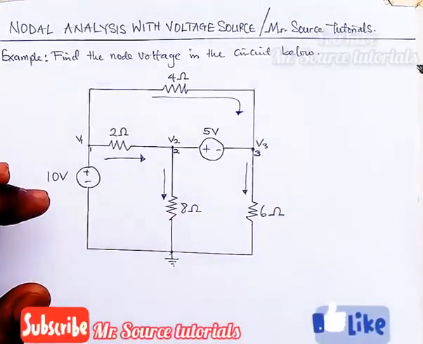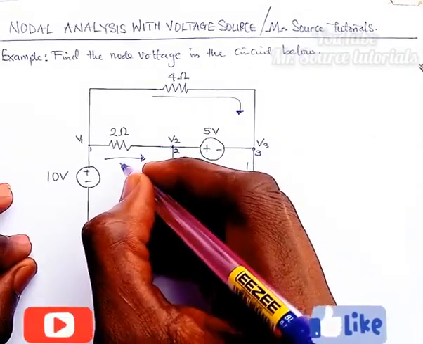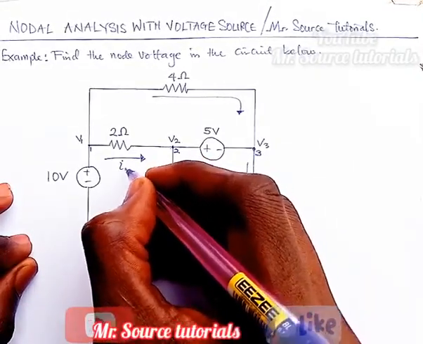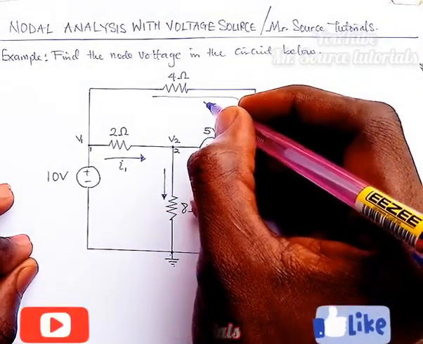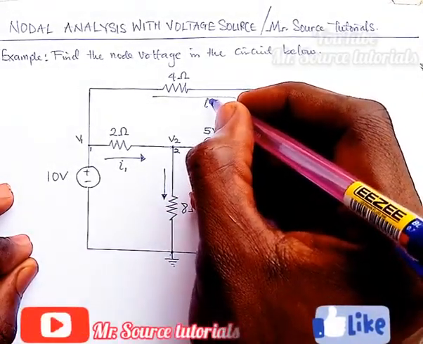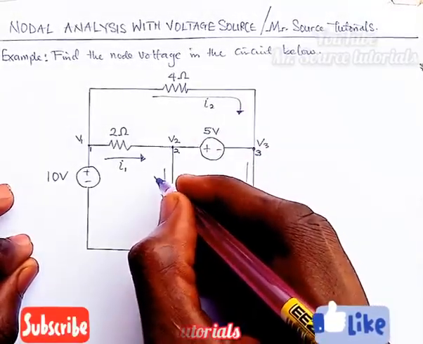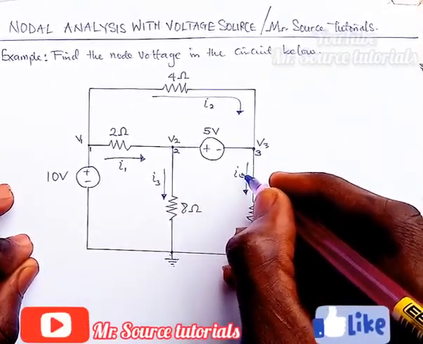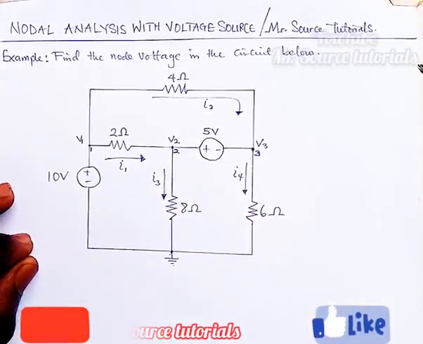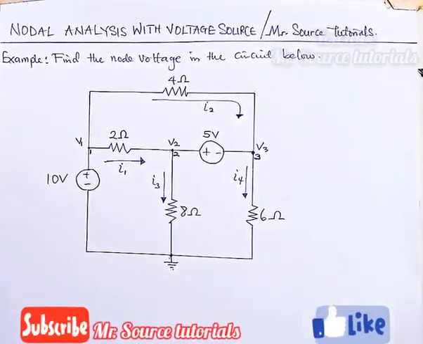Now we are going to label the currents. You can label the currents however you like. You can call this I1, this I2, this I3, and this I4. That's pretty cool.